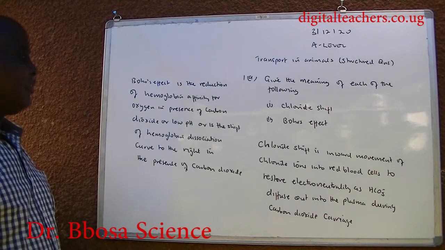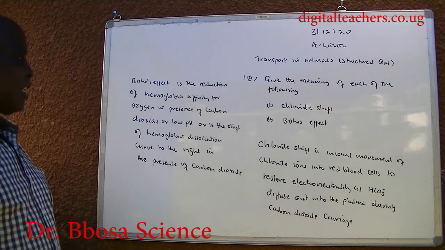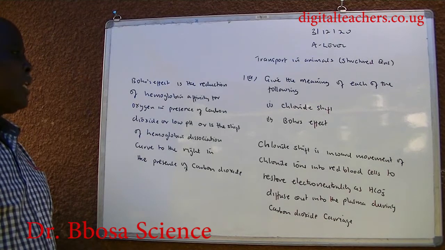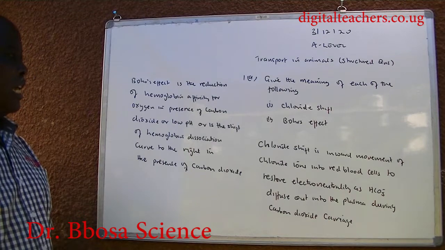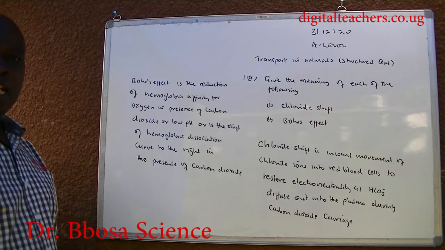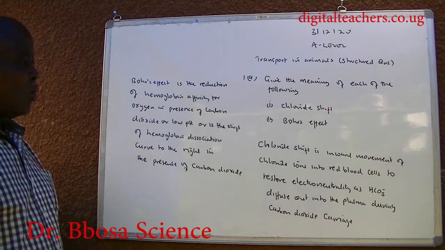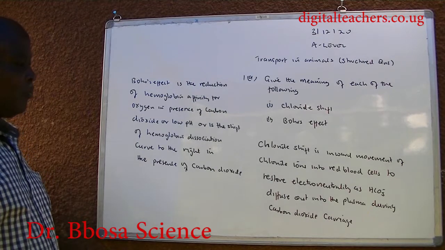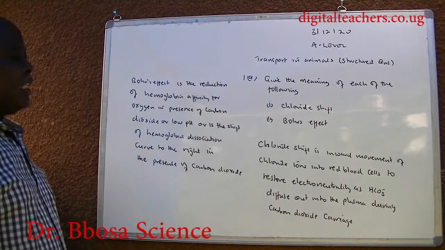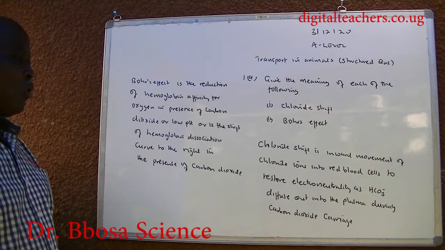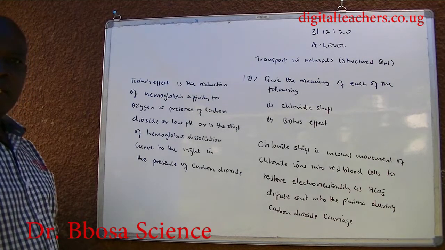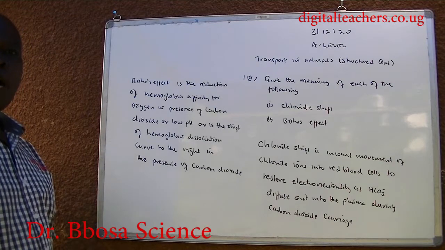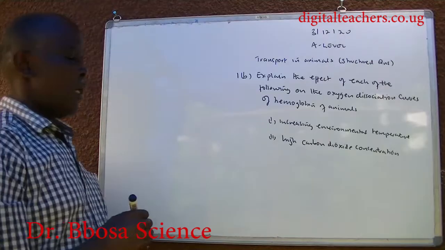Bohr effect is the reduction of hemoglobin affinity for oxygen in the presence of carbon dioxide or low pH. Or is the shift in hemoglobin dissociation curve to the right in the presence of carbon dioxide.